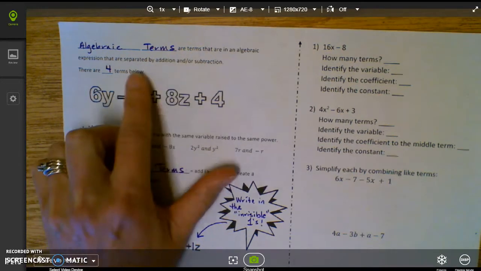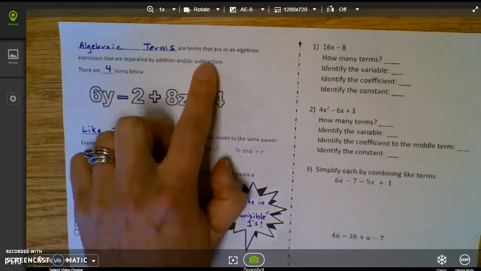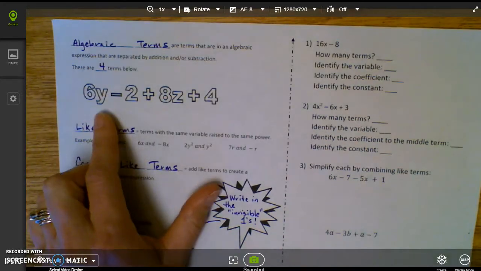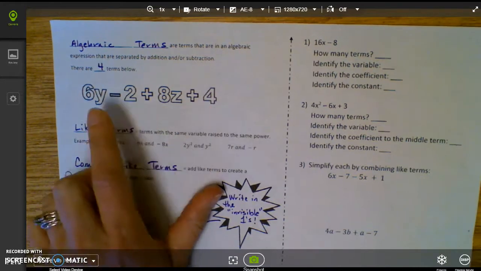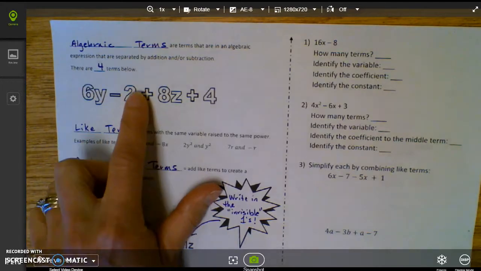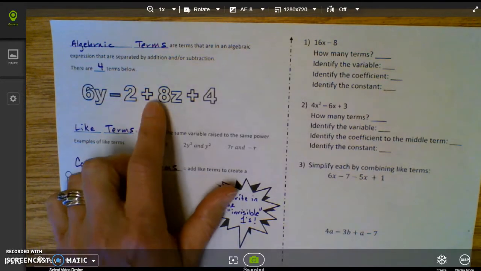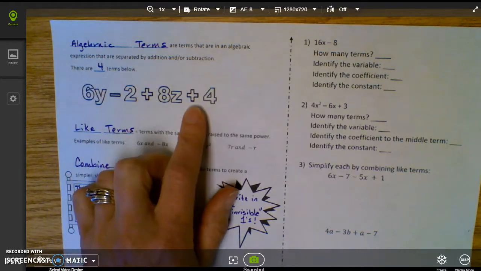These are terms that are in an algebraic expression that are separated by either addition signs or subtraction signs. So for example, this big expression down here has four separate terms. The first term is 6y. The next term is this negative 2. Then we have a positive 8z, and we have a positive 4.